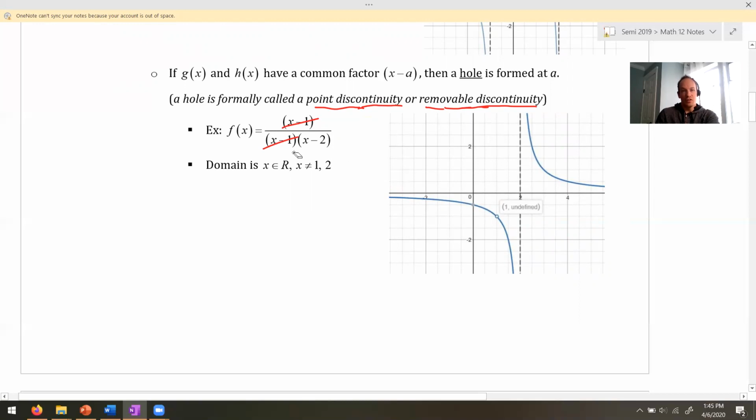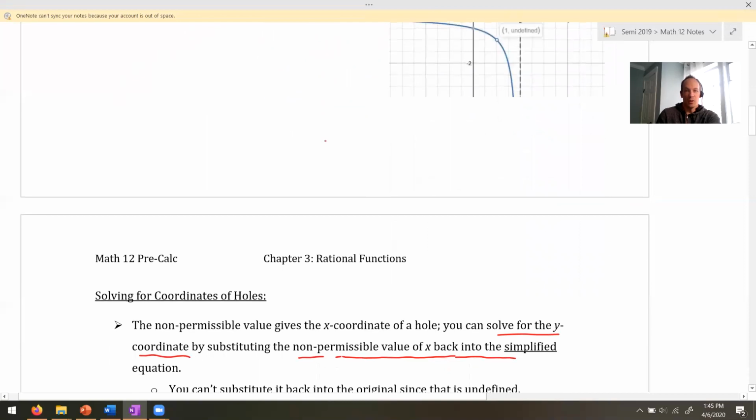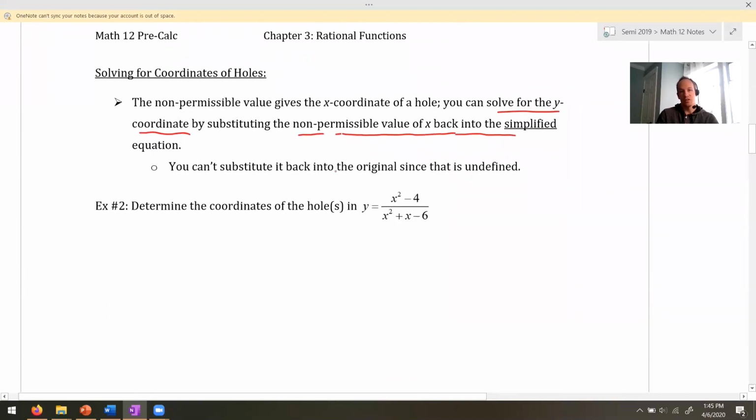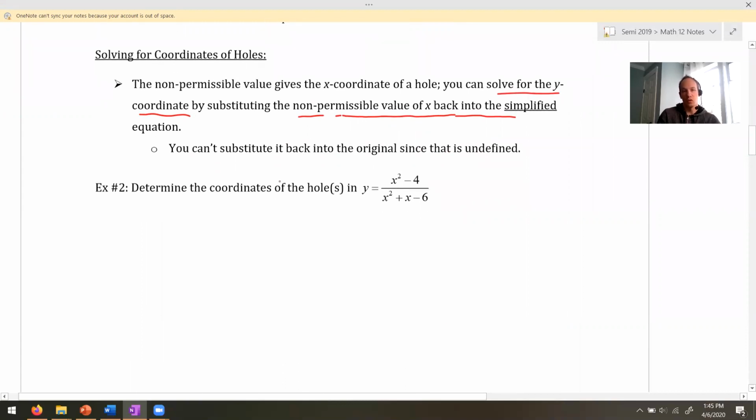If you tried substituting it back in without canceling, you're going to wind up having a divide by 0 situation. So you cannot substitute it back into the original equation. You have to put it back into the simplified one. So let's look at this example here. Determine the coordinates of the holes.